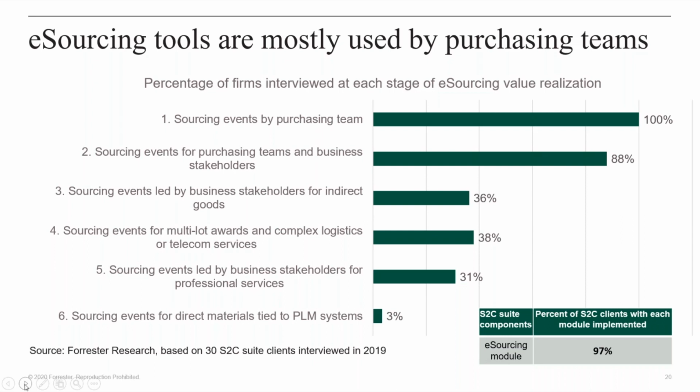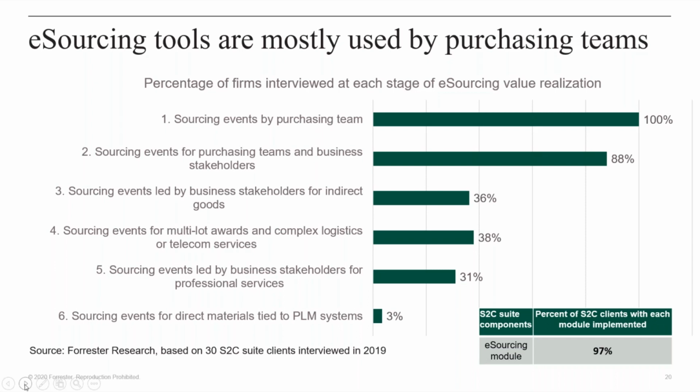They're starting to, about 88% were involving purchasing teams and business stakeholders together, and that's good. But then you can see it drops off quite a bit. Very few firms are yet at the point that they're allowing business stakeholders to run events on their own. That's an opportunity that they could be moving towards. Only about 4 out of 10, about 40%, were actually using a tool for doing complex multi-lot awards or complex logistics. Again, missed opportunity there.